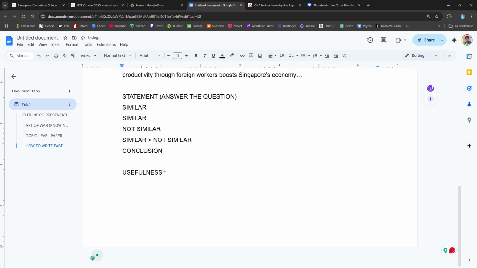Now, usefulness means that if you're reading a source, how is this source useful? Is this source useful? Now, how do you know if a source is useful? There are a few differing factors. You have to take a look at the context, and you have to take a look at the person. Who is the person? Who said the source?